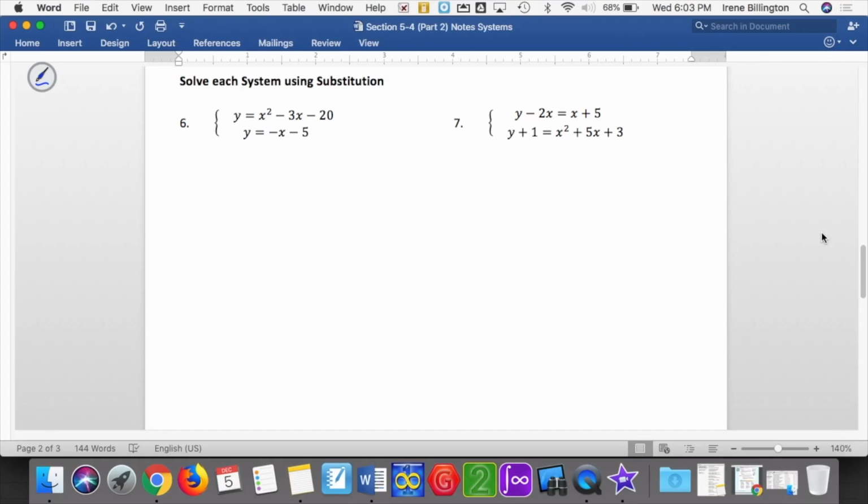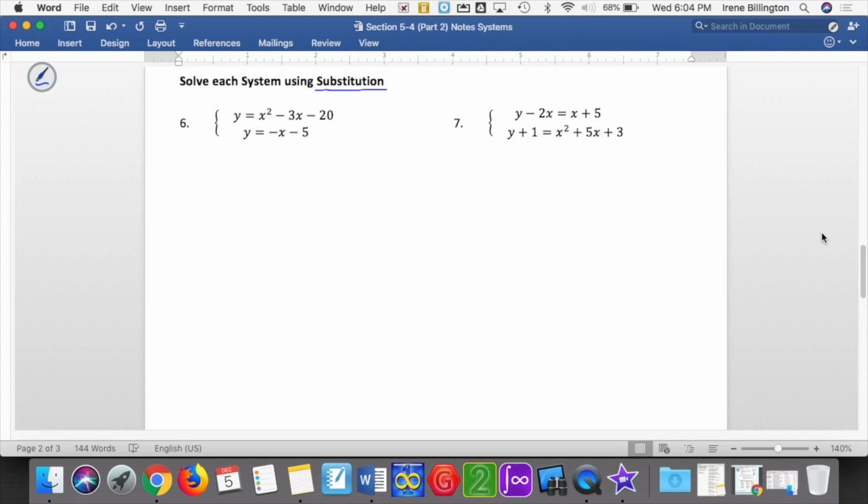Now, what if you were asked to solve this system algebraically instead? So we can use the method of substitution to solve a system that includes both a quadratic equation and a linear equation. Our quadratic equation was y equals x squared minus 3x minus 20, and our linear equation is y equals negative x minus 5.